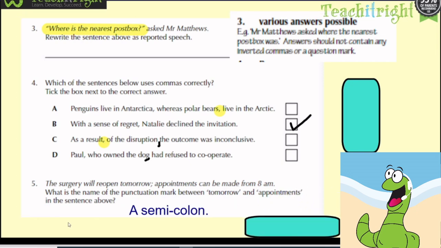So the surgery will reopen tomorrow. Appointments can be made from 8 a.m. If that semicolon wasn't there, you might use a conjunction instead. The surgery will reopen tomorrow, so appointments can be made from 8 a.m. The surgery will reopen tomorrow and appointments can be made from 8 a.m. So you would choose an appropriate conjunction to go in that gap. But in this case, a semicolon has replaced that, so there's no need to put a conjunction there.